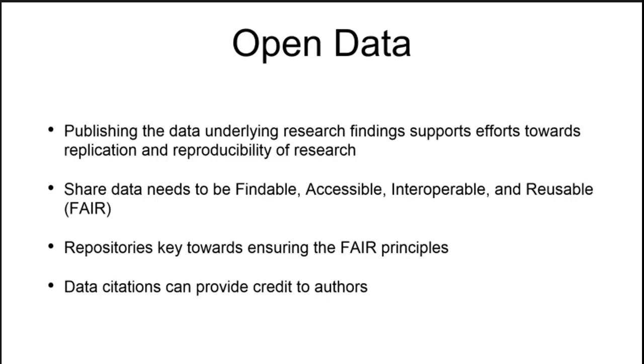So open data is publishing, as you know, obviously, data underlying research findings. It needs to be FAIR, which means it's findable, accessible, interoperable, and reusable. So, I mean, these are the principles where sharing the data makes sense for others so that they can actually use it. Repositories obviously are key towards ensuring the FAIR data principles, as are the journals in applying the right policies. There also needs to be credit for authors, and this can be achieved through data citations, for example.